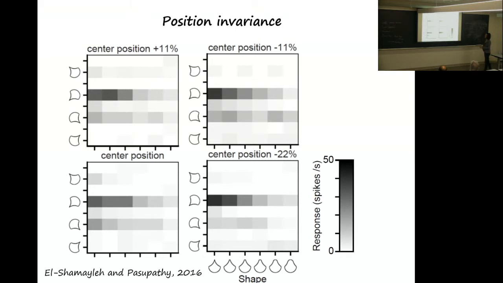And so we can assess position invariance by looking at the correlation in response between these two positions, for example. And the correlation is very, very high. The median of the distribution is about 0.85. So most of the neurons are very, very strongly position invariant.